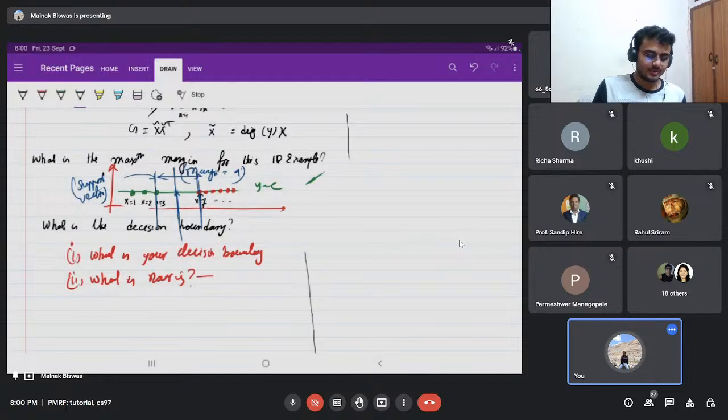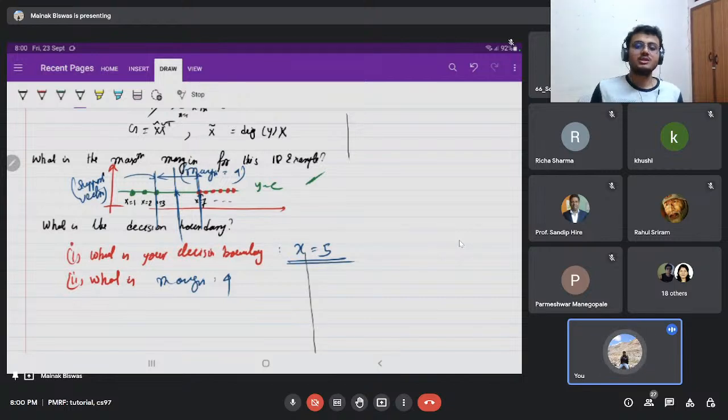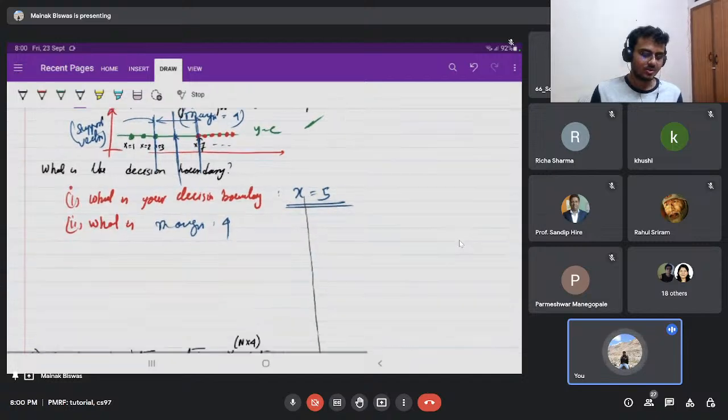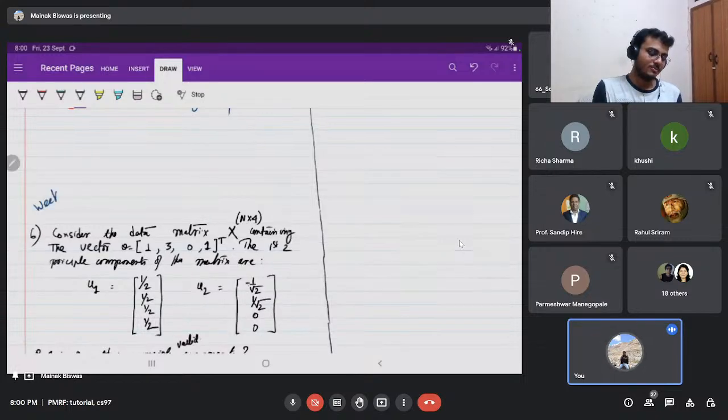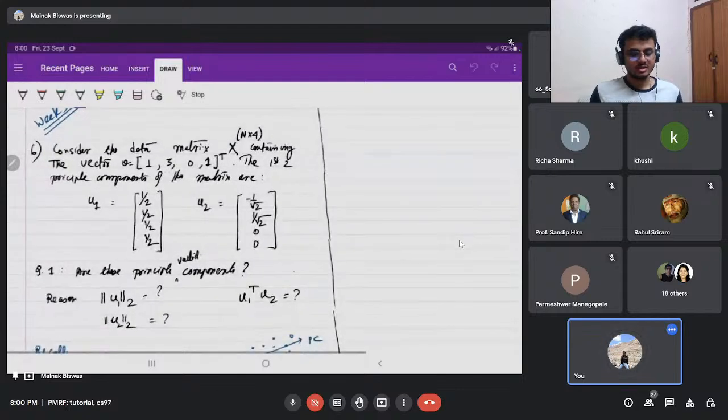It's a bit awkward. So according to all of you, the margin is 4, and the decision boundary is x is equal to 5. So this is the SVM, just to revisit the concepts and the equations. We did this, and the last 15 minutes will be just doing week 3 or PCA. Very important question. So let us see.